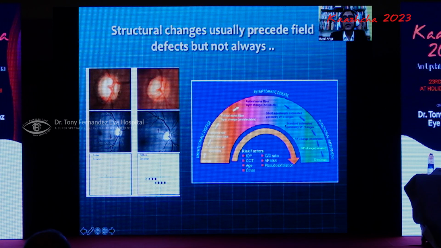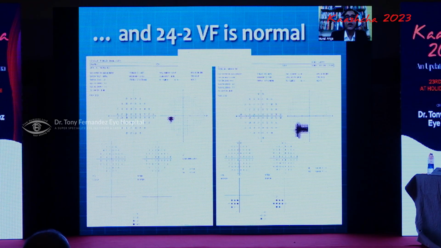This is the so-called spectrum of structure-function changes that happen, and you need to correlate the intraocular pressure, the corneal thickness, the cup disc ratio, the presence of the secondary factors and age and so on. All of these factors have to be kept in mind in the jigsaw of diagnosing and managing glaucoma.